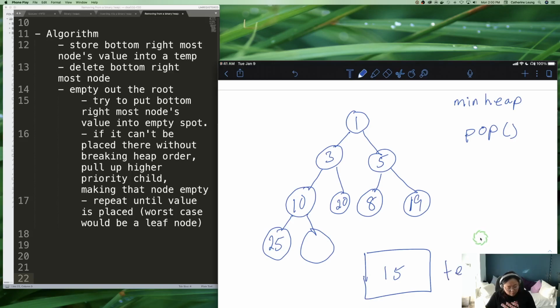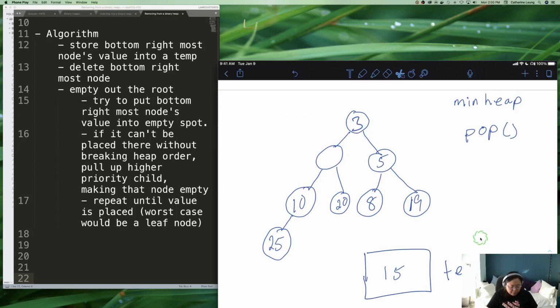Then we get rid of the bottom rightmost node. Now we empty out the root, so we don't get rid of the node, we just mark it as empty. We record the fact that it's empty and available to use. And now we try to put 15 into that node. Can I do it? No, because both 3 and 5 are higher priority than 15. So I take the higher priority child and I move it up into this node. Oops, right here.